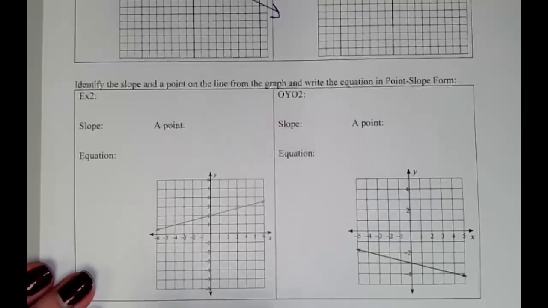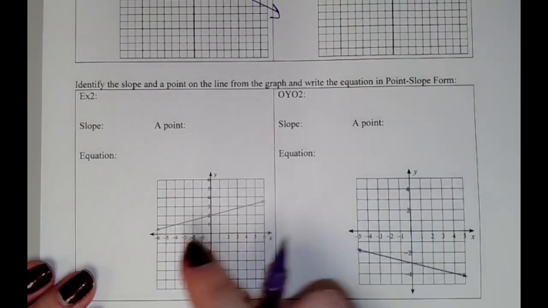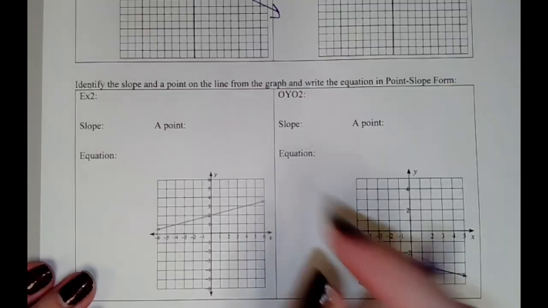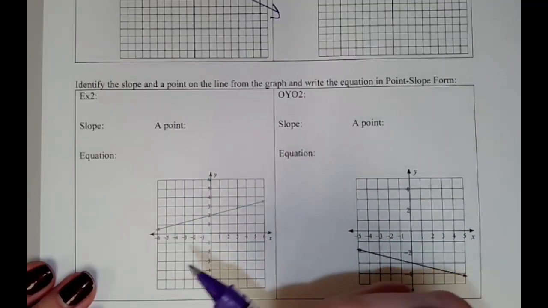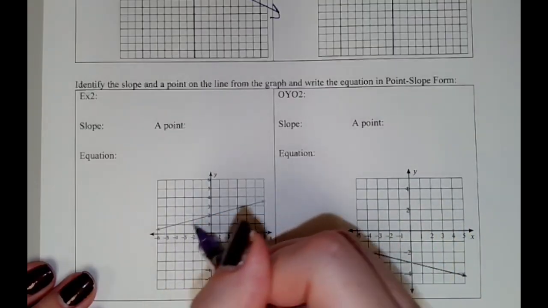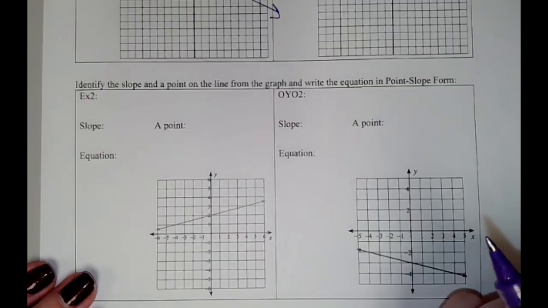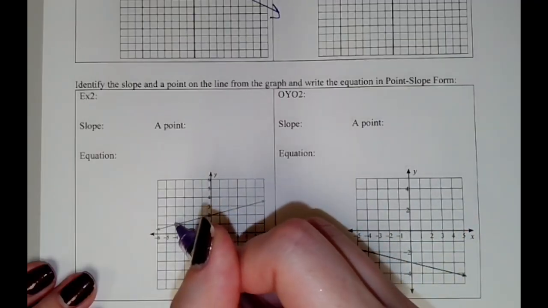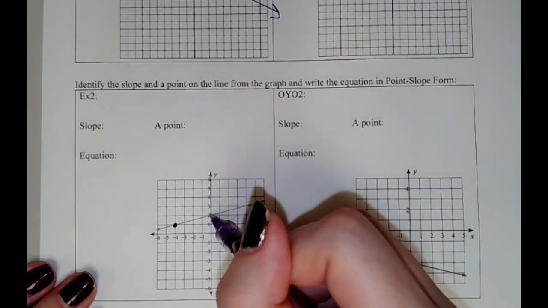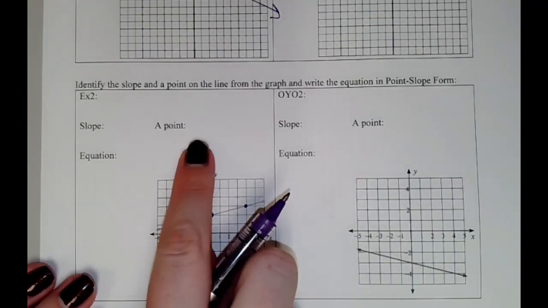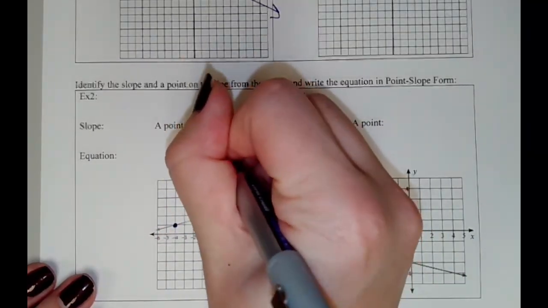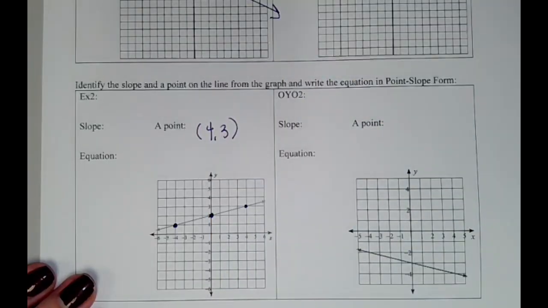Identify the slope and a point on the line from the graph and write the equation in point slope form. So given this line right here, we're going to write the equation. For a point, you could use any of the points you see. I'm going to find points that are easy for me to read. So that would be negative 4, 1. 0, 2 looks pretty easy to read. And then this point right here, 4, 3. So I could use any of these points. I'm just going to pick a random one. So I'm just going to say 4, 3, because why not?